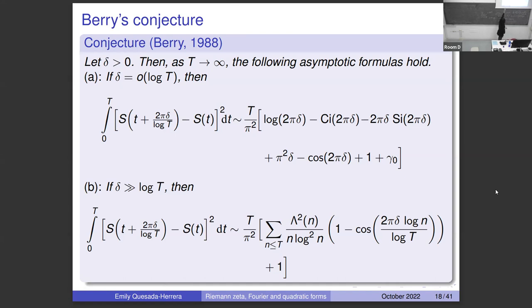For part B, when the interval is larger, we have a very different behavior. Random matrices no longer work in this range. Instead, we need to use prime numbers. Prime numbers are captured in this function, the lambda function, Lambda of n. We can think of it as identifying prime numbers. It's defined in this form: it is log p if n is a power of a prime, and zero otherwise. So it's just a way of identifying prime numbers, and we need this for the second part. So the behavior really depends on the range, and that's the interesting part of Berry's conjecture.